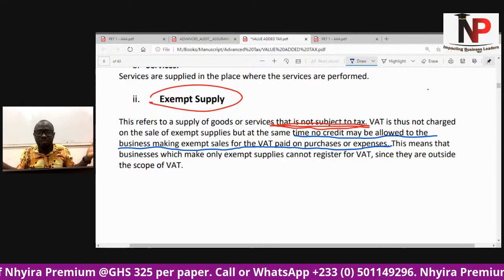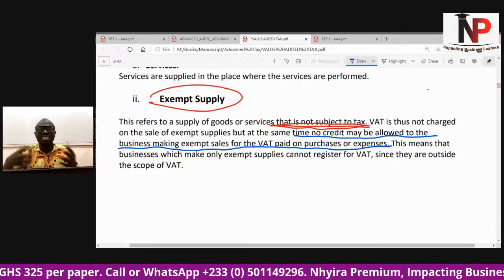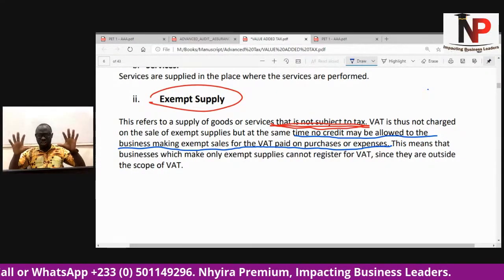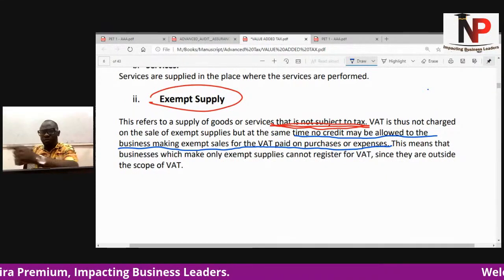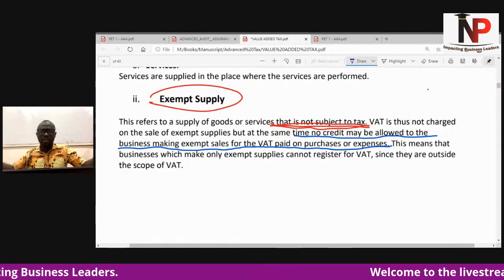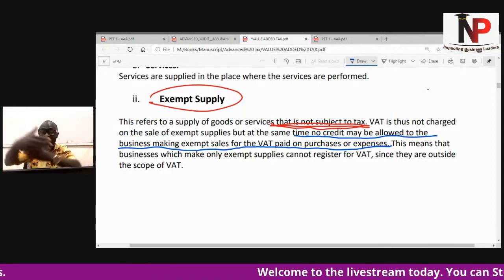Who should give you that relief? And to what relief can we charge that against? I hope you get the ideology. Because if you're not charging any VAT, and we say we will give you relief for the input VAT that you pay, then what will you write it off against? There is nothing to write it off.